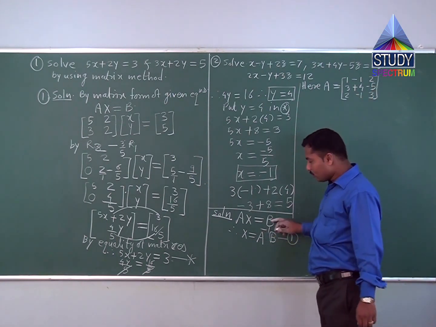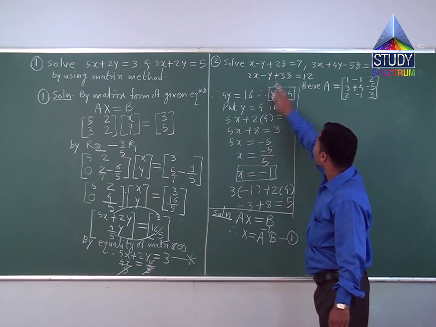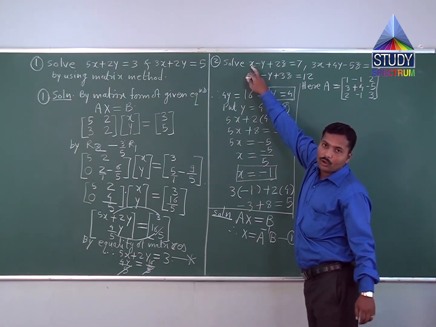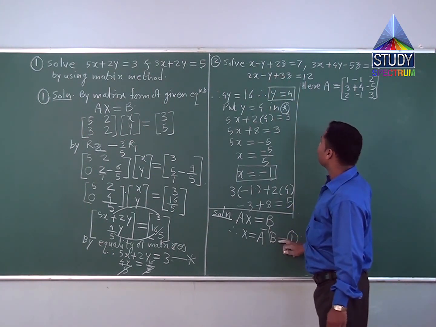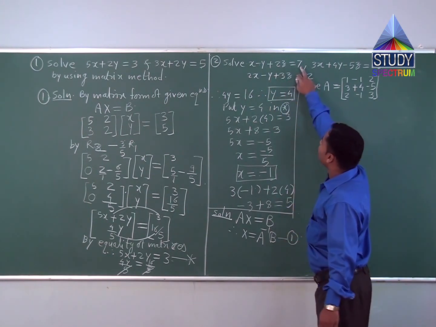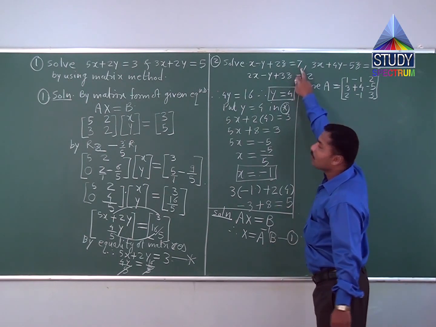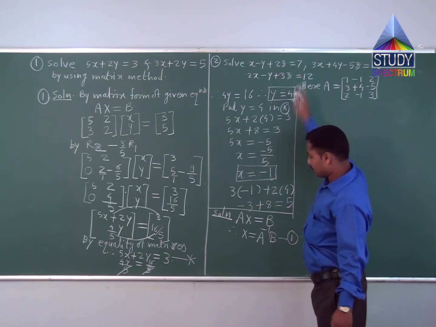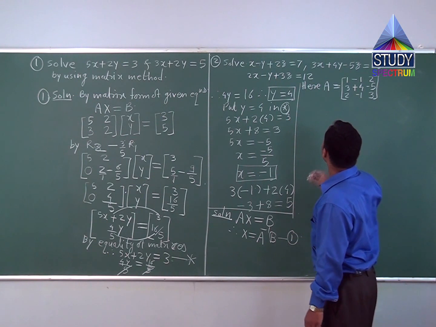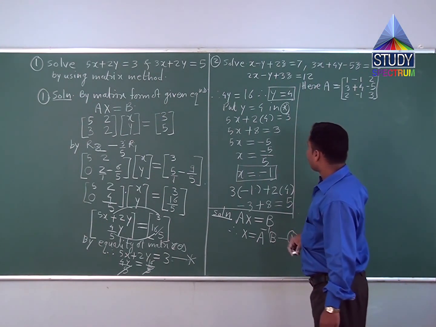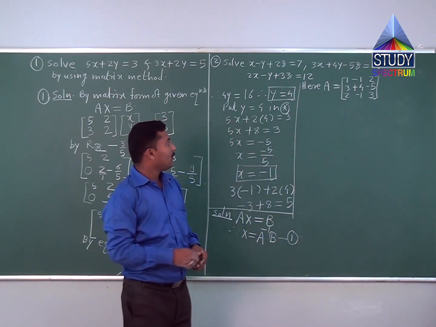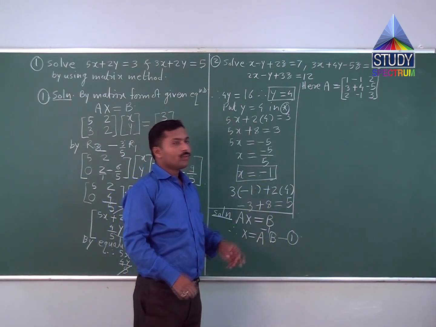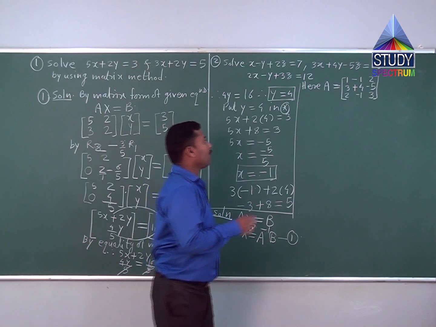We want to find A inverse. We know X equals the column matrix of unknowns x, y, z, and matrix B is the matrix of numbers on the right hand side. So we want to find A inverse by the adjoint method. In the adjoint method, first we find the determinant of A.